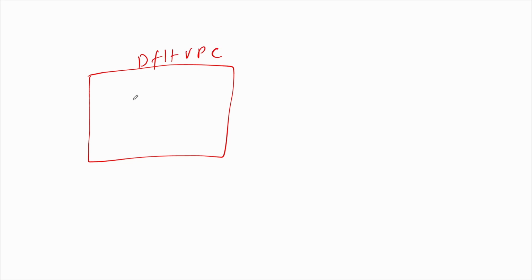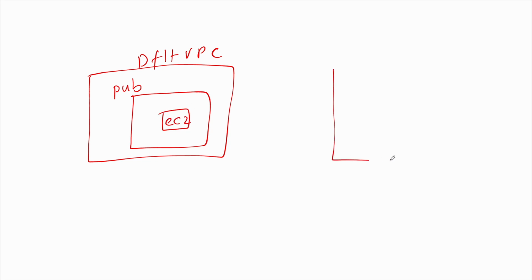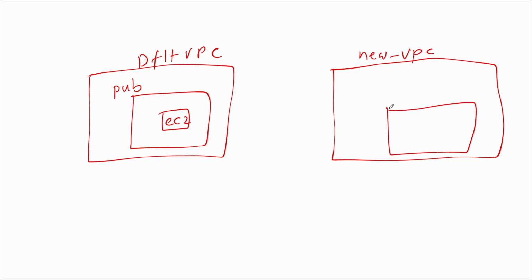So let's start. What we are going to do in this lab exercise is that we have a default VPC. This is the default VPC, and here we have a public subnet. Within that we will create an EC2. Then we will create a new VPC, and in this we will create a private subnet, and inside this there will be an EC2. We will try to ping from this default EC2 to the new EC2, which is part of the private subnet in the new VPC, and it will fail.